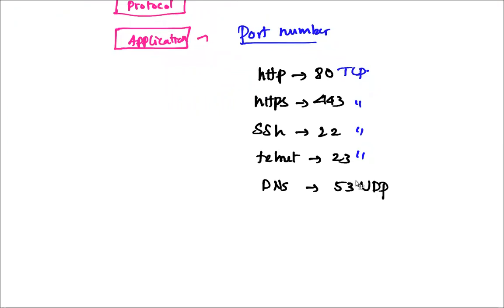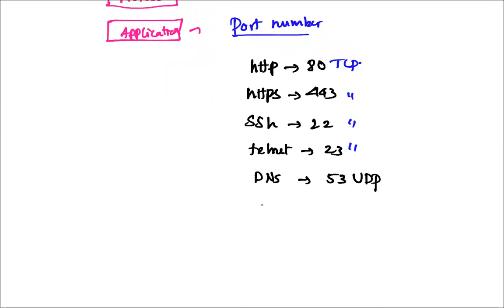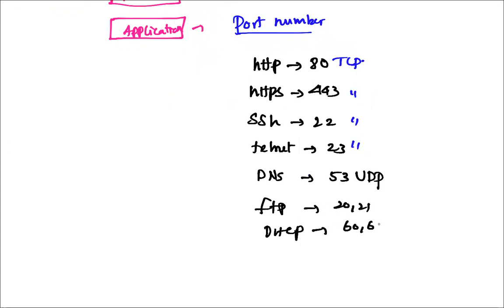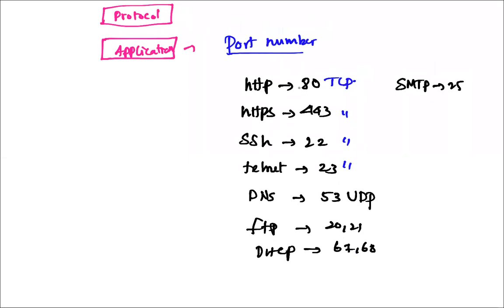DNS is a UDP service, and if you give me a few more minutes, I can think of so many more protocols. FTP is there, and DHCP is there. FTP uses 20 and 21, and DHCP uses 67 and 68. And there is email, the SMTP protocol, which works on port number 25. There are so many things that we have. So these are the numbers.